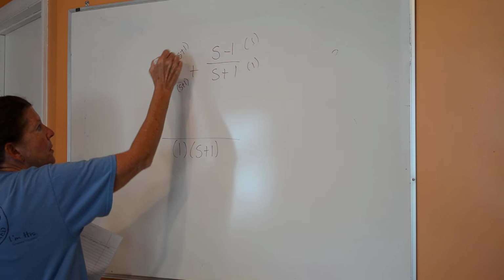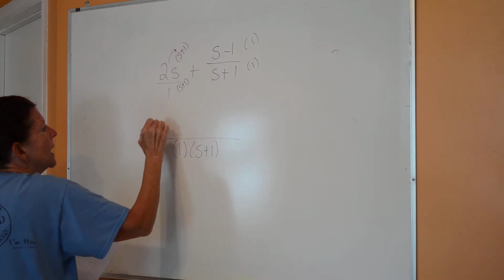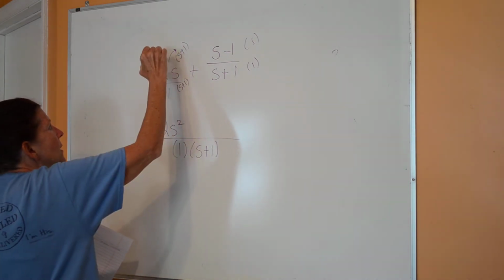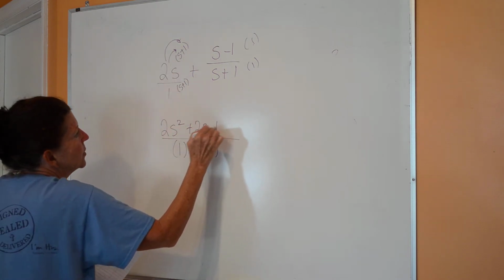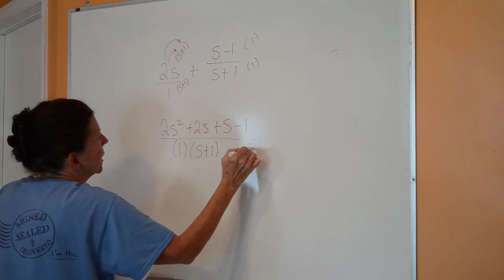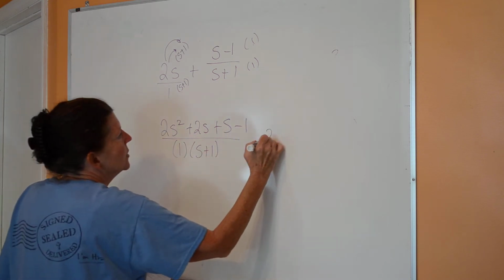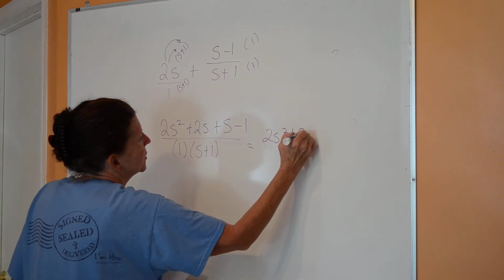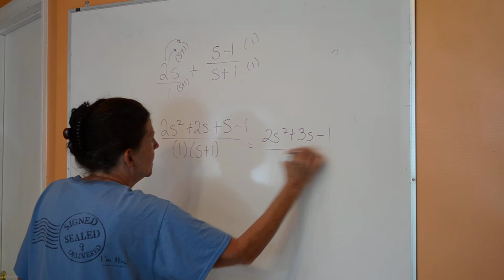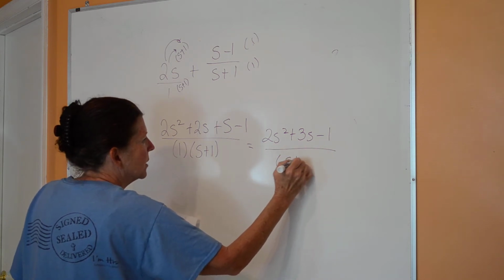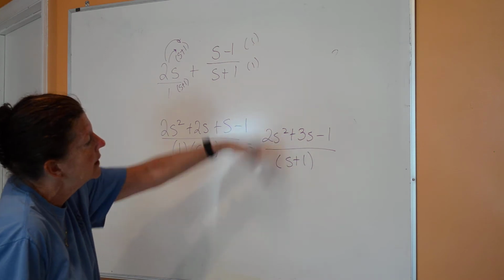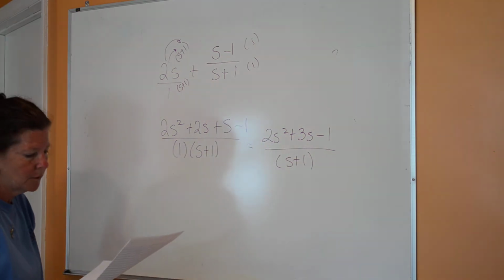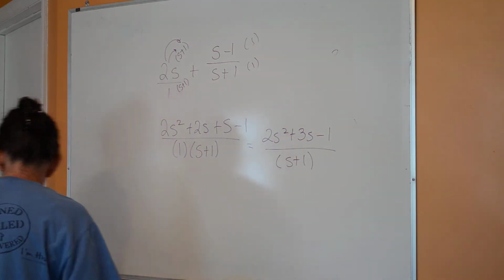Okay, you've got to do the distributive property. 2s times s is 2s squared. 2s times 1 is just 2s. Plus s minus 1. So that's going to give me 2s squared plus 3s minus 1 over s plus 1. If you could reduce that by factoring it, you would do so, but that one cannot be, so you're going to just leave it just like that.